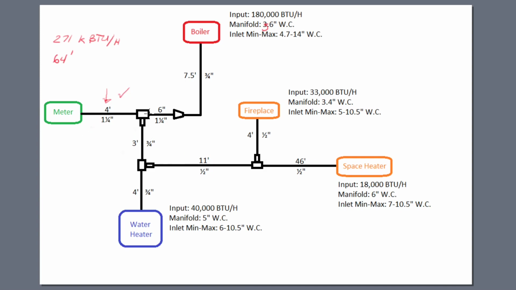The next thing to do is to look at our branches. I'm going to take this first branch to the boiler because it's the easiest, and we need two pieces of information from this branch in order to determine if the diameter of pipe is correct. Those pieces of information are the total length from the meter to the boiler and the demand. So the total length is 12 feet with a demand of 180,000 BTUs per hour.